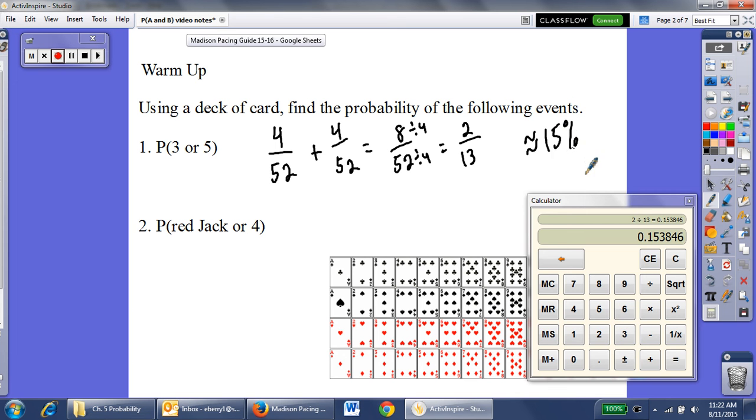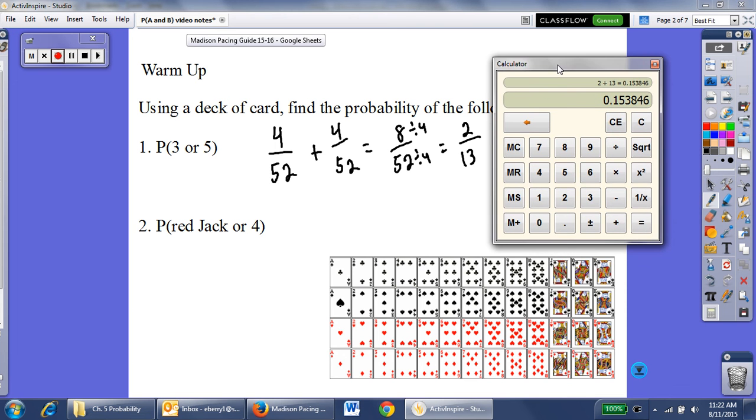Okay, and looking at number 2, the probability of getting a red jack or a 4. So for red jacks, it looks like those are right here. There's 2 red jacks, so that's 2 out of 52. Or, so I'm going to add 4s, there are 4 4s, so 4 out of 52.